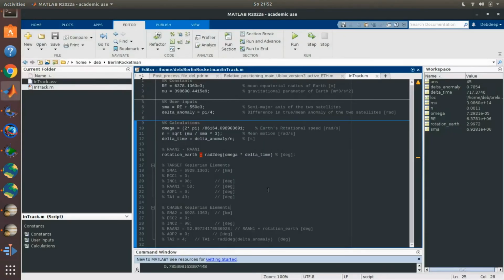For this example, I used the Keplerian elements of the target and chaser satellites mentioned here. Notice how the right ascension of ascending node and the true anomaly values of the two satellites are related to each other.